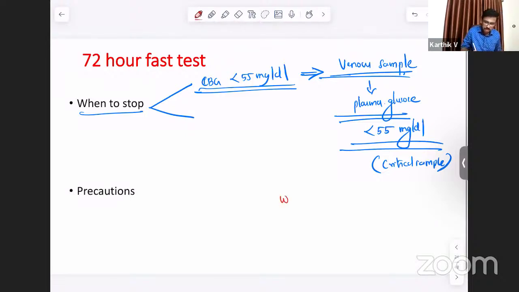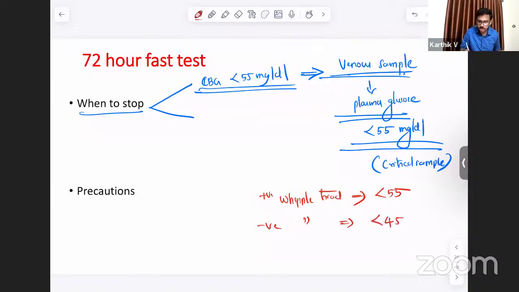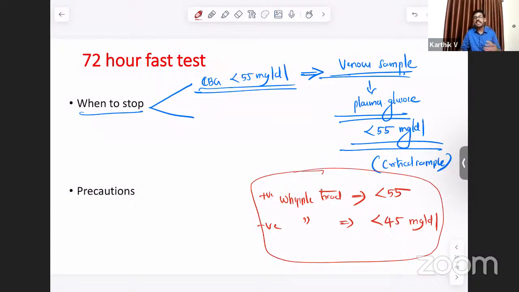And again, the guideline mentioned one more point. That means if the patient had a positive Whipple triad, you can stop the fast when the blood glucose is less than 55. But if the Whipple triad is not satisfied from history, then you should continue till the blood glucose falls to less than 45 milligram per deciliter. But this is some sort of a risky game, because the patient can have significant neuroglycopenic symptoms when the blood glucose level falls below 50.